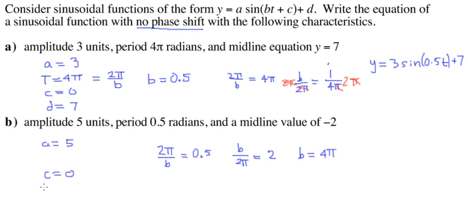C is 0 because there's no phase shift, and for d, they say our midline value is minus 2. So our equation now is y equals 5 sine 4 pi t. 4 pi is our b value, and then d is minus 2.